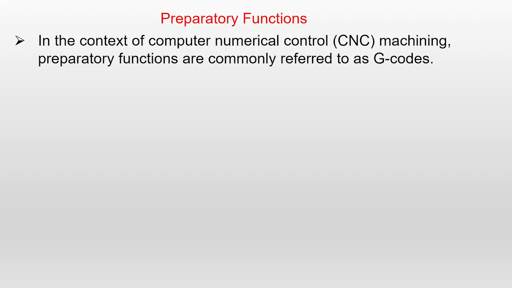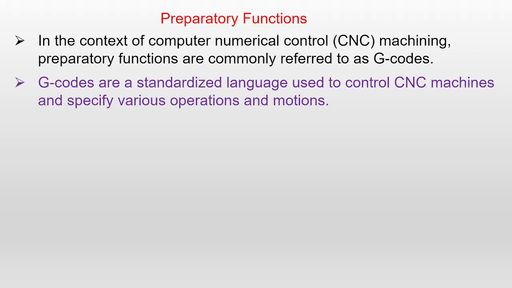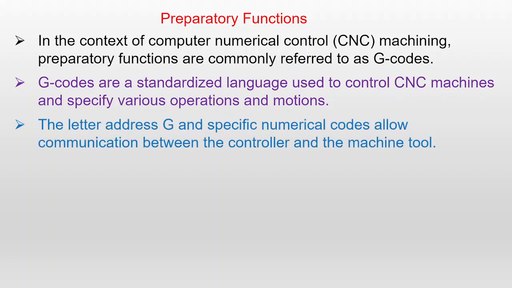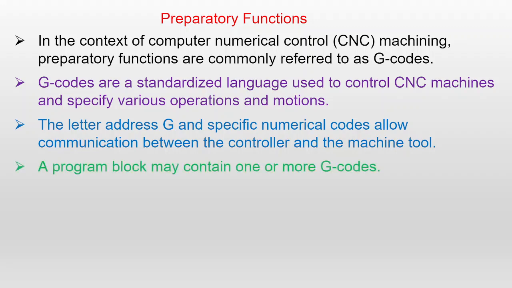In the context of computer numerical control machining, preparatory functions are commonly referred to as G codes. G codes are a standardized language used to control CNC machines and specify various operations and motions. A letter address G and specific numerical codes allow communication between the controller and the machine tool. The program block may contain one or more G codes.